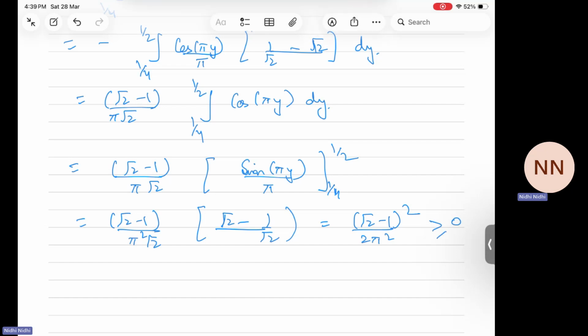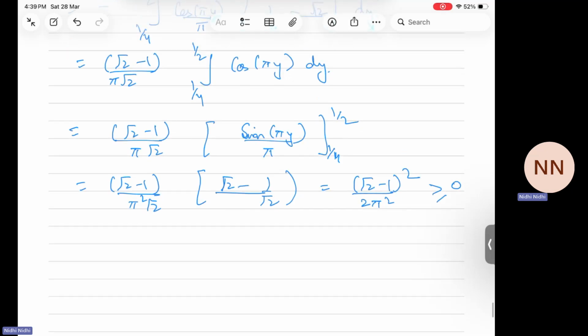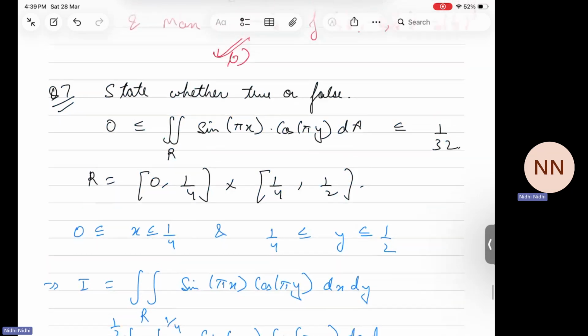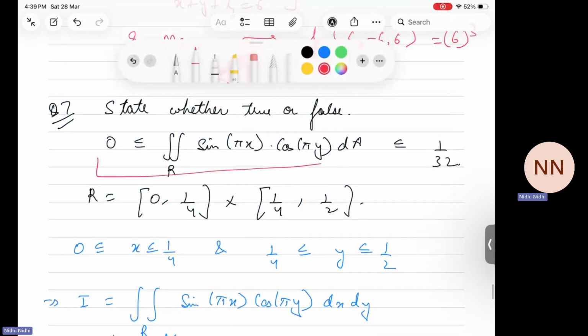which is obviously always positive because root 2 is 1.41, which is greater than 1. Again, since it's a square, it will be greater than 0 anyways. So therefore, one side of the inequality is true. So this much is true.